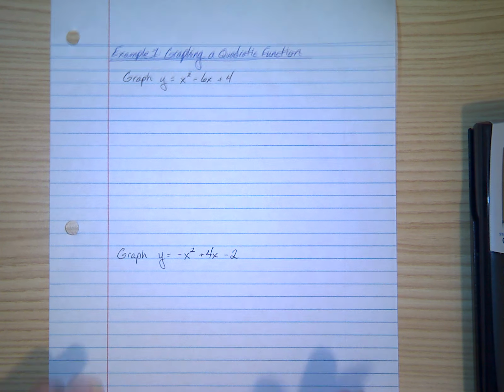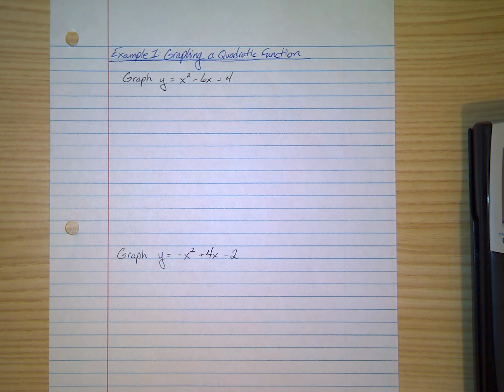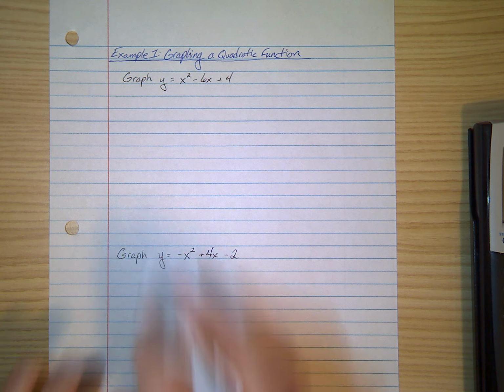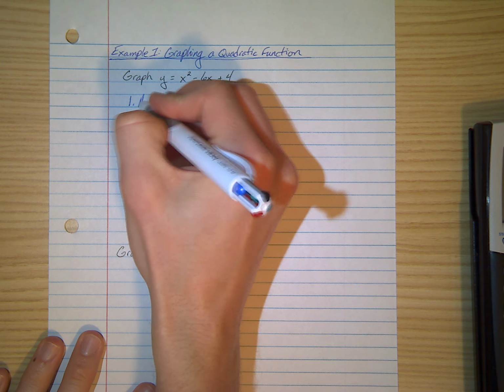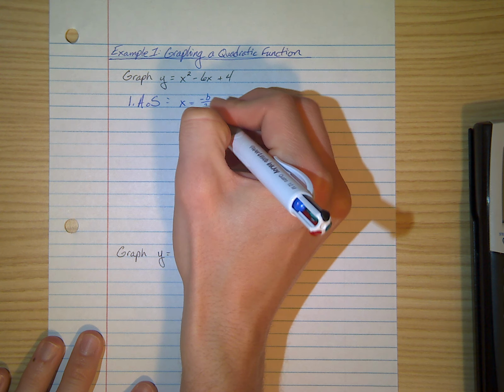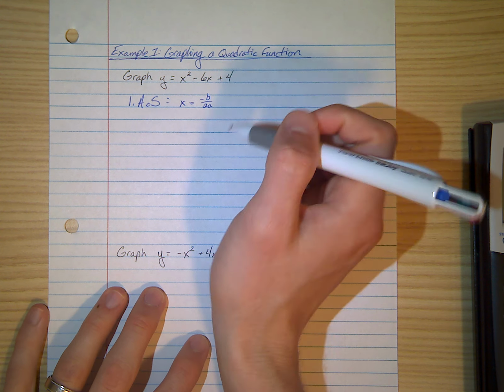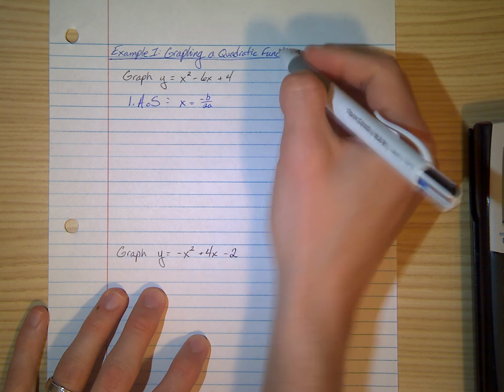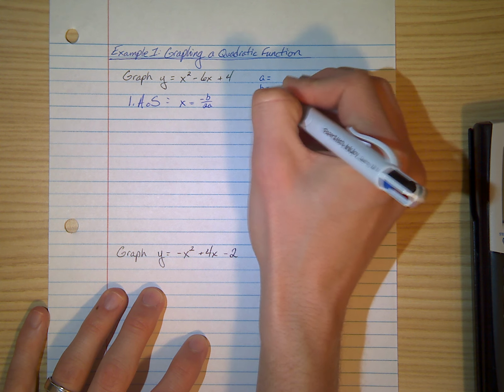Okay, let's see what this looks like. Okay, I've got 2 problems here. All right, step 1, axis of symmetry. You use x is equal to negative b over 2a. All right, before we even begin, it's going to be helpful if we identify what a, b, and c are.